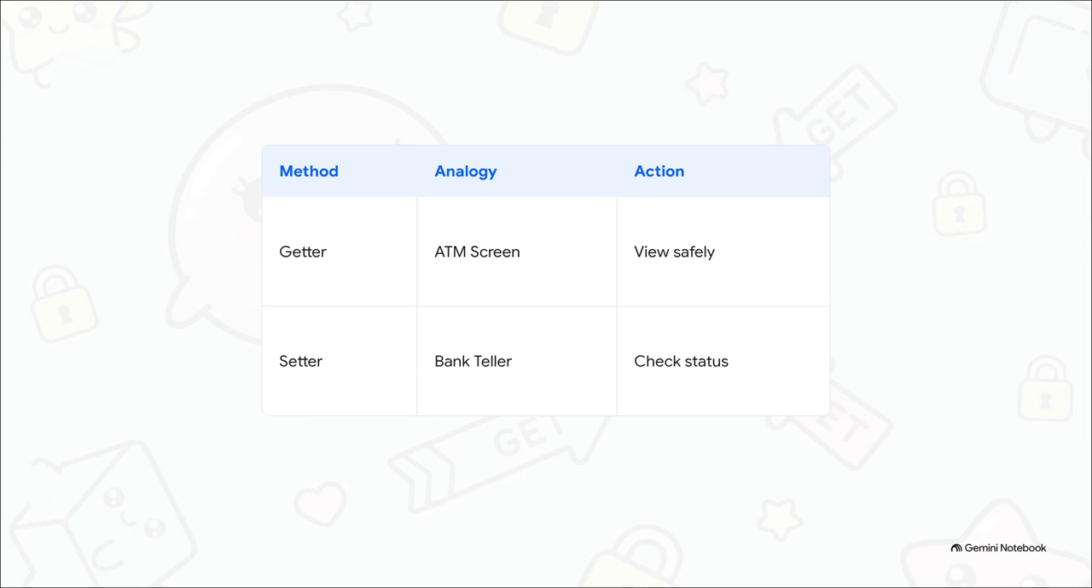A getter is basically like looking at your account balance on an ATM screen. You can safely read the value, but you absolutely cannot reach your arm through the glass to rewrite the digits. A setter, on the other hand, is like handing cash to a bank teller over the counter. You don't just walk in and put the money in the vault yourself. You hand it to the teller, who counts the bill stack, checks your account status, updates the system ledger, and only then do they adjust the vault. You are asking the system to make a change rather than forcing the change yourself.